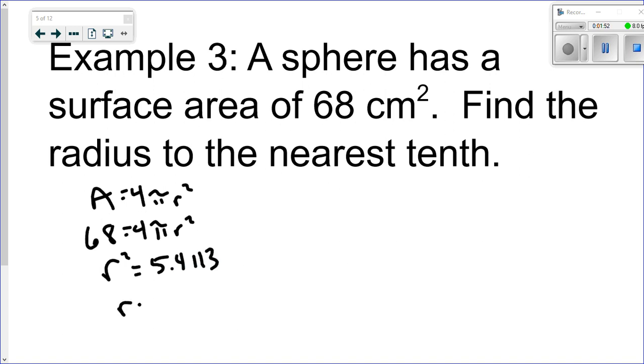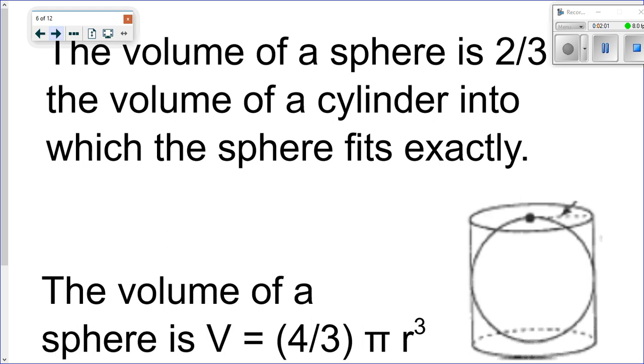Remembering that I used the pi button. And that's it for area. Now, the volume of a sphere is 2/3 the volume of a cylinder into which the sphere fits exactly.